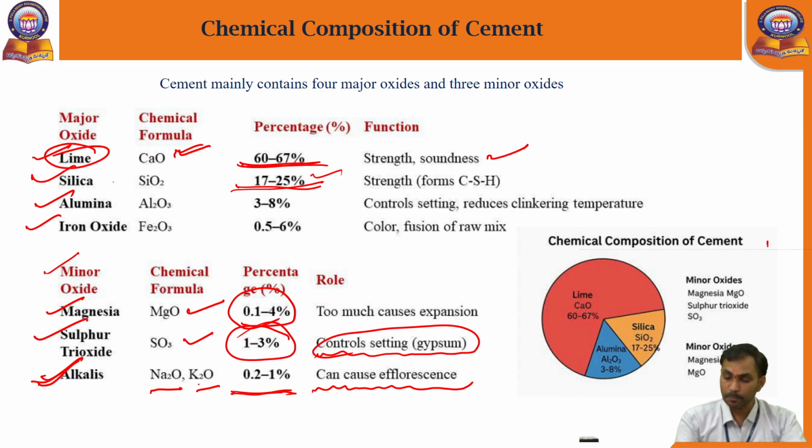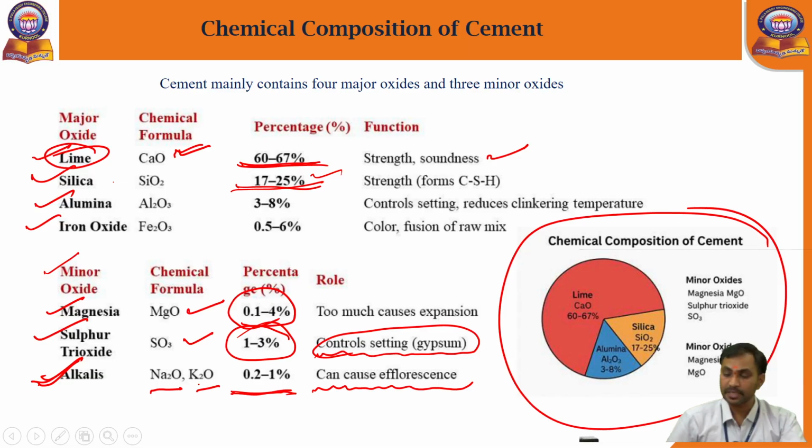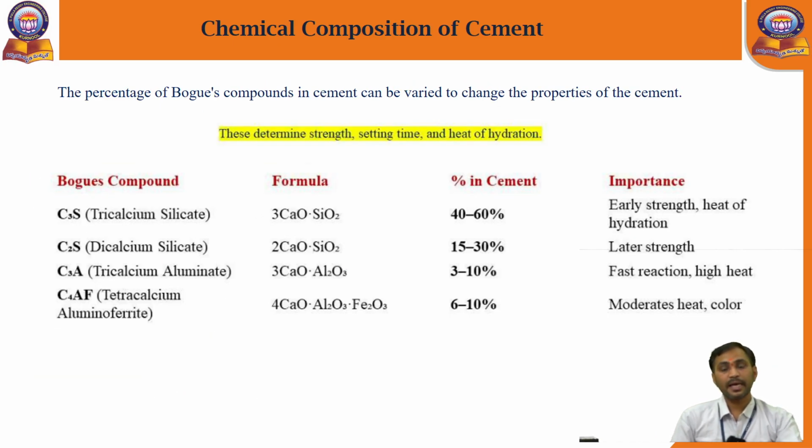You can observe here a small image of the chemical composition of cement, that is minor oxides and major oxides. In all these oxides, lime will be available. Why? Because lime is a calcareous material. From that only we will get that binding nature.